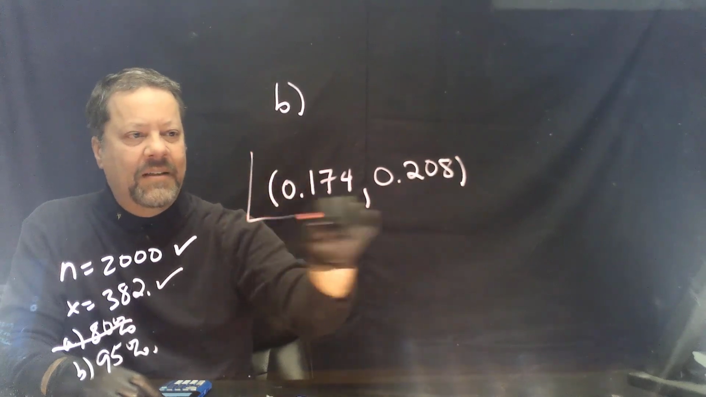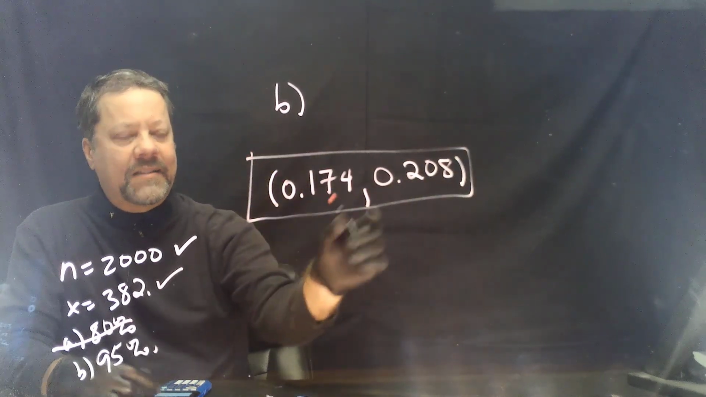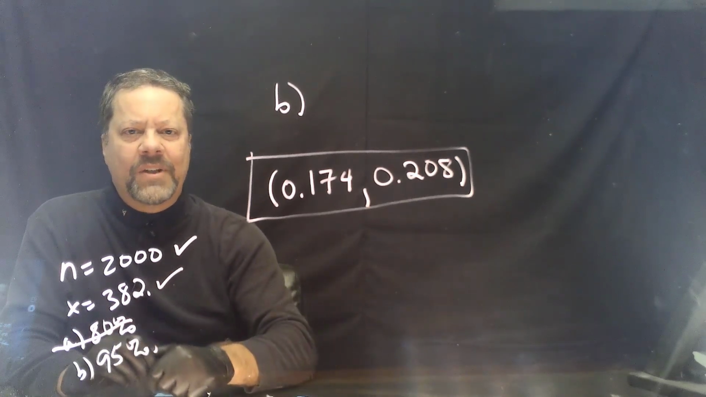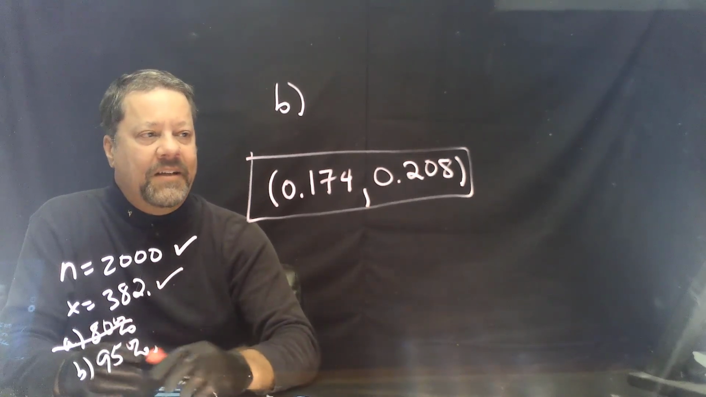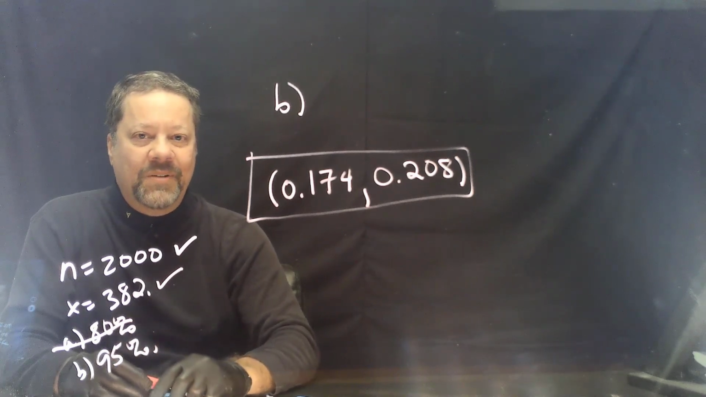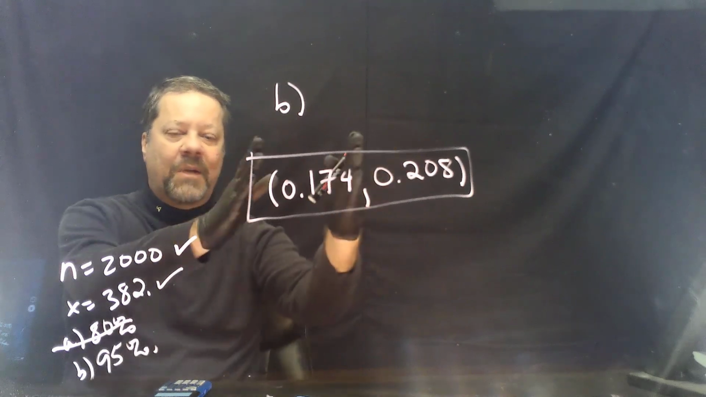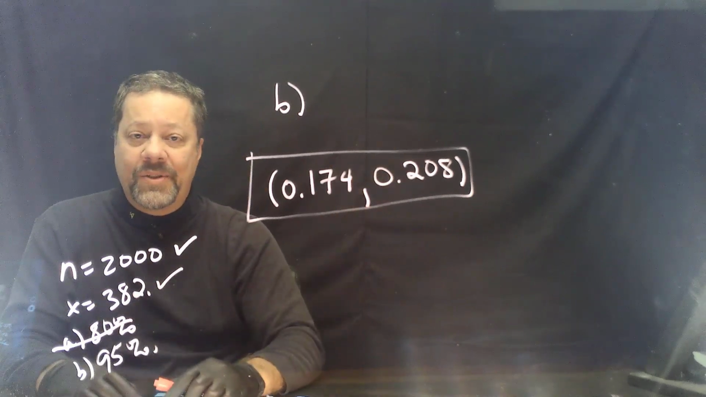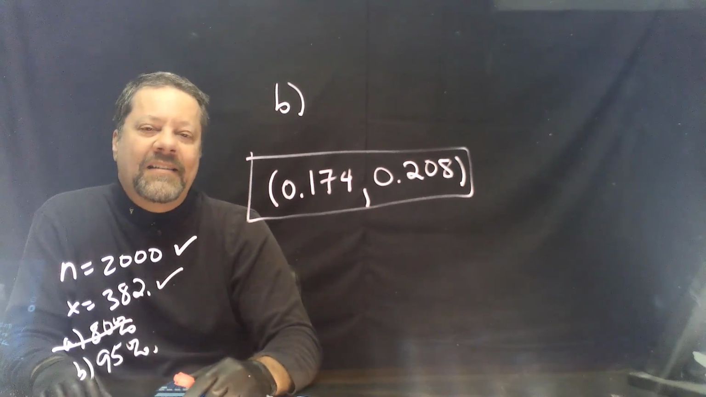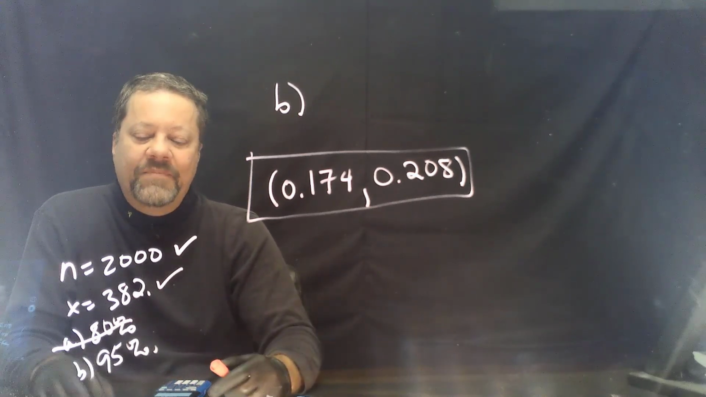Notice that this interval is slightly wider than the previous interval, which kind of makes sense because here we're 95% sure. Before we were only 80% sure. If you have a smaller interval, you won't be as sure. The wider you make that interval, the more confident you can be that the population parameter will be in that interval.